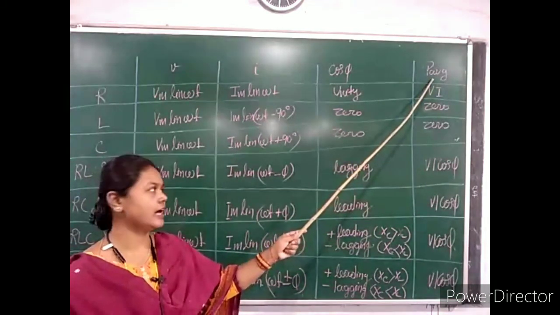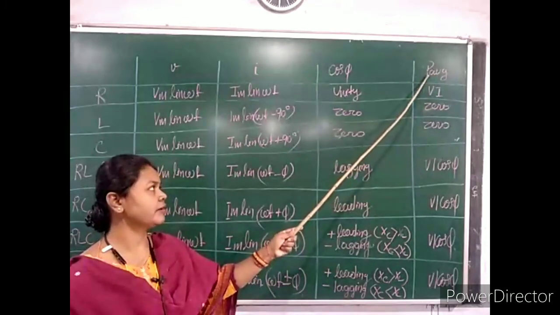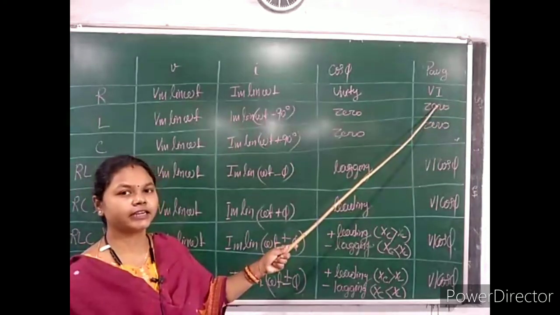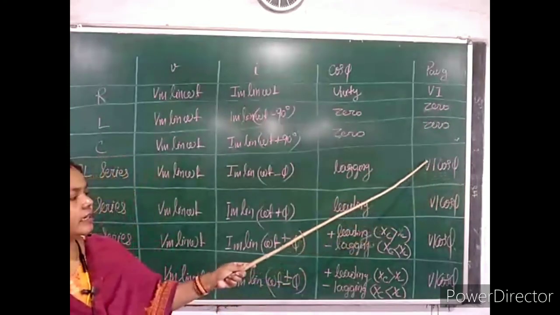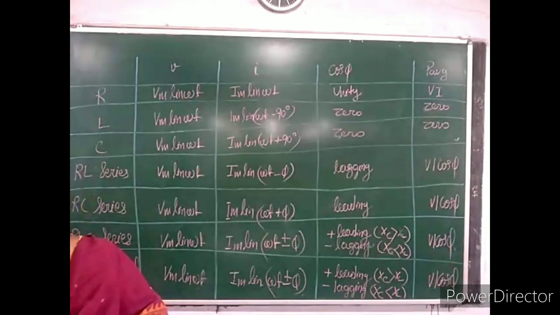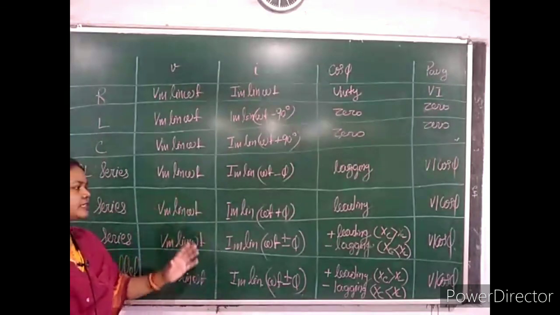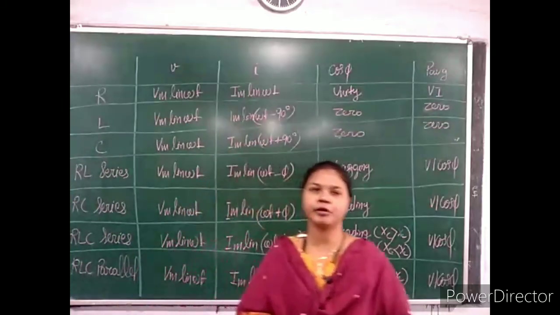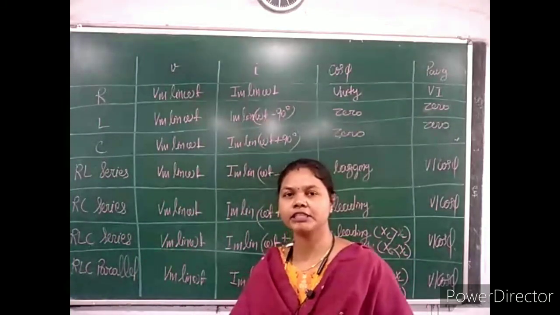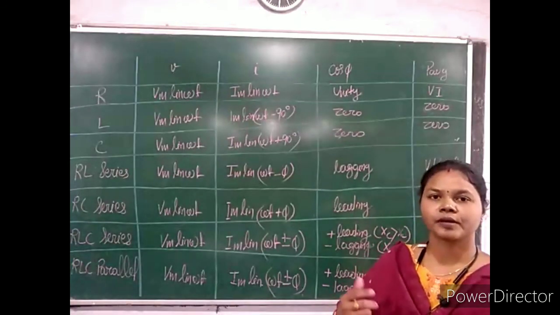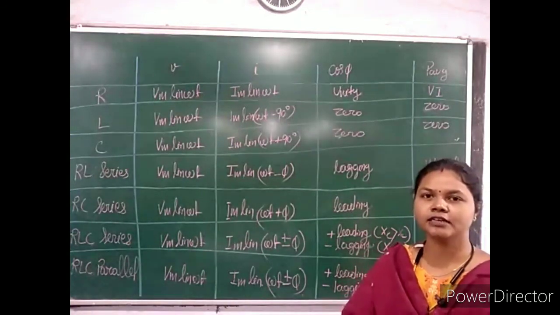And the last one is the average power. Average power in case of purely resistive is VI, in case of purely capacitive and inductive is 0, and in case of a combination of any two circuit elements is VI cos phi. So this table, students, represents the different types of circuits consisting of different circuit elements, their voltage and current relations, their power factor and the average power consumed by the circuit.